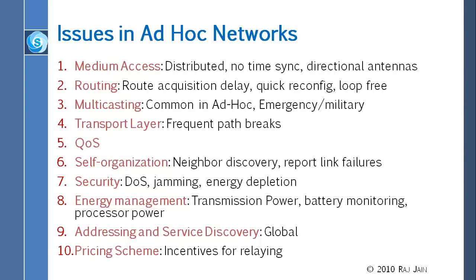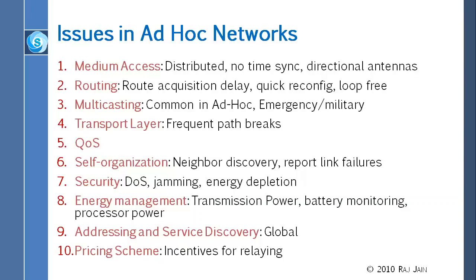And then quick reconfiguration is an issue, because if somebody moves out, which people do because these are all mobile nodes, we have to be able to take care of that very fast. And loop free. It's just like any other routing issue. We don't want to be going around in a loop, otherwise the message will never get out. So we really need a bigger picture of the whole network to ensure that there are no loops.